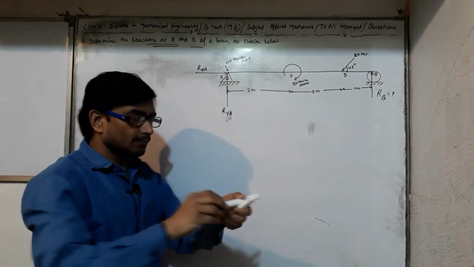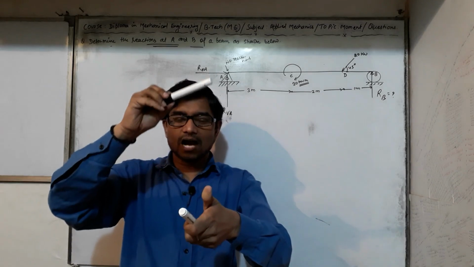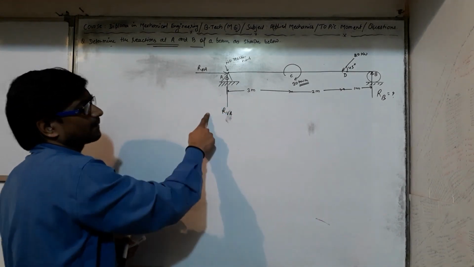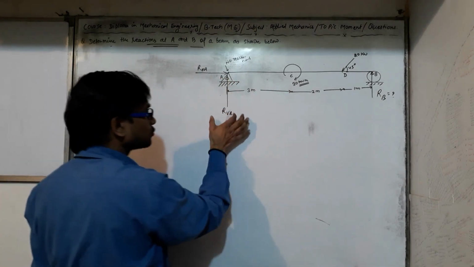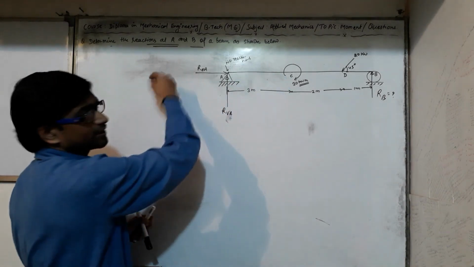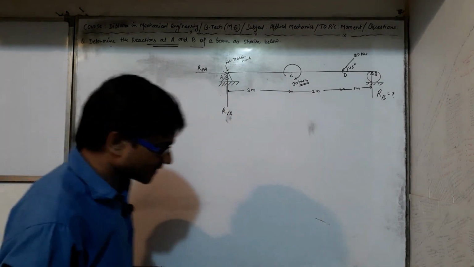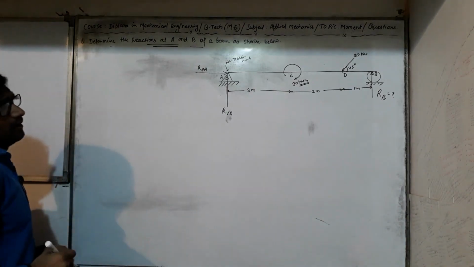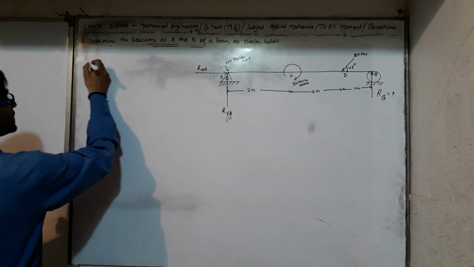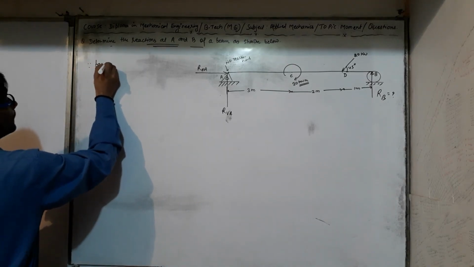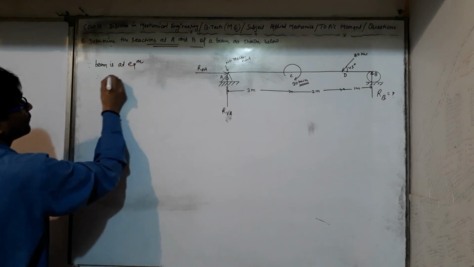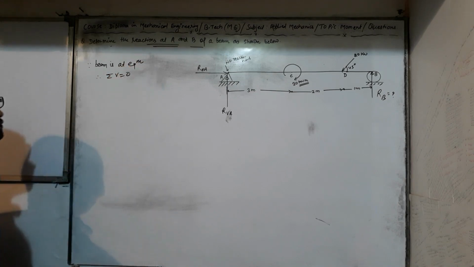Okay, so now the body is not moving either upward or downward. It means a reaction force must be there so that it could prevent the beam from falling down or moving in the horizontal direction. So now let's continue. First of all, the beam is in static equilibrium condition, therefore the summation of vertical forces is equal to 0.